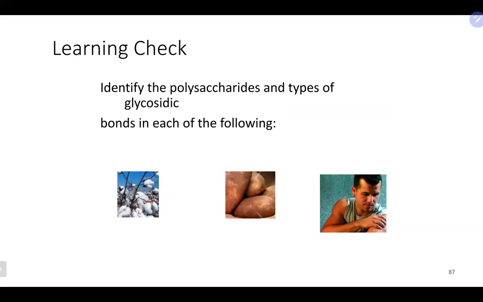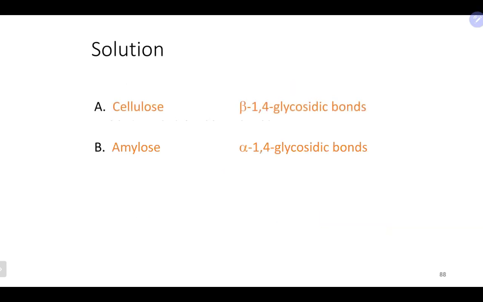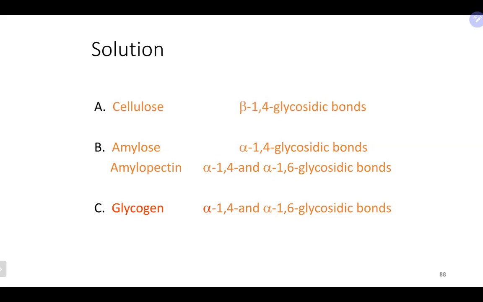All right, so taking a look at these guys, the polysaccharides and the type of bonds that are happening here. As we saw, we had our cellulose, which has the beta 1,4 bond. We have our amylose, which has just the alpha 1,4 and it's straight across, no branching. Amylopectin, alpha 1,4 and alpha 1,6 with branching, which is the 1,6 part of it. And our glycogen, also the exact same bonds, but a lot more branching occurring.